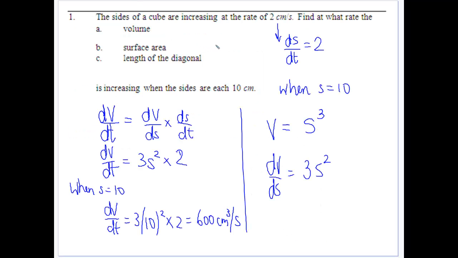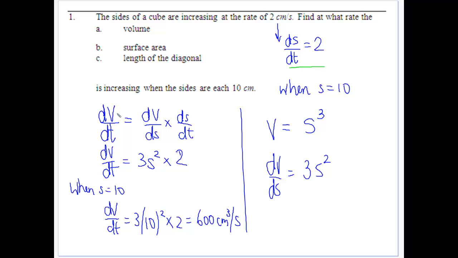So let's have a look at another example. This time we've got the sides of a cube increasing at 2 centimetres per second. What does that mean? Well, it means that we could write ds/dt as 2. And we want the volume, the surface area, and the length of the diagonal. They should all be increasing. We want their rates when the side is 10 centimetres.